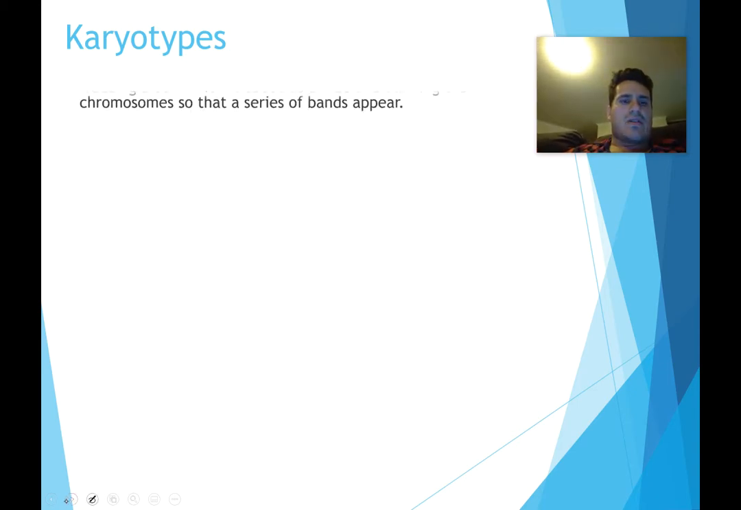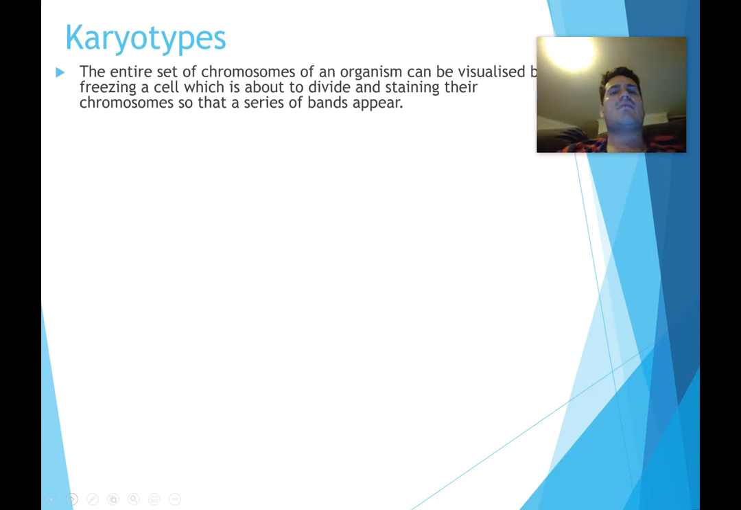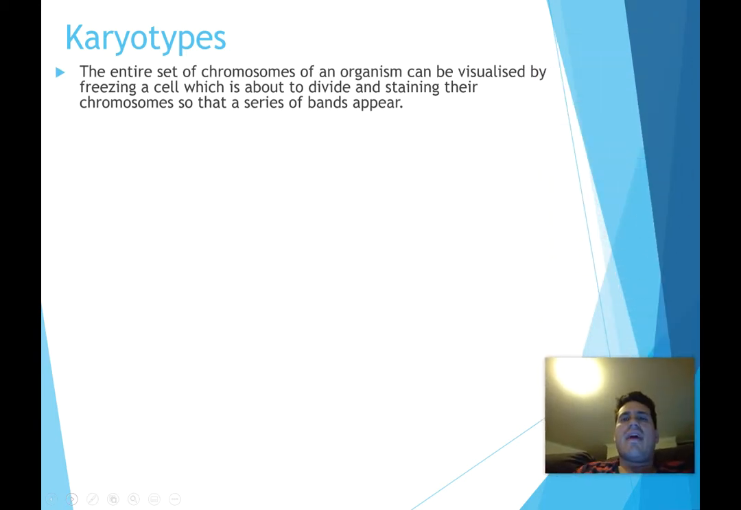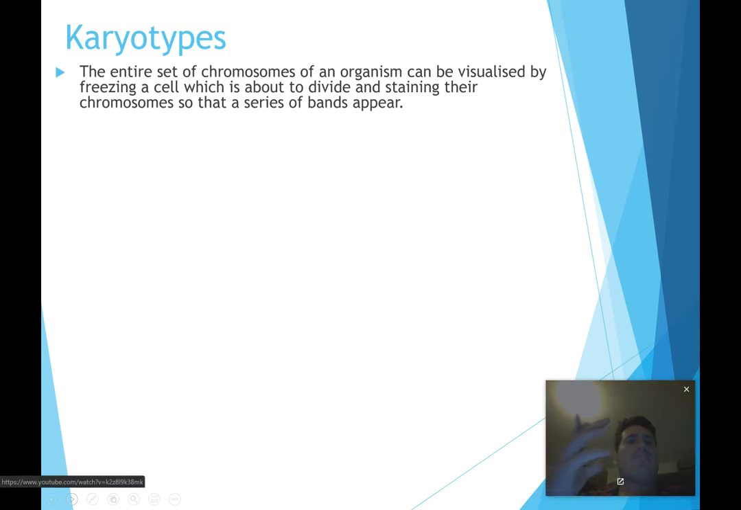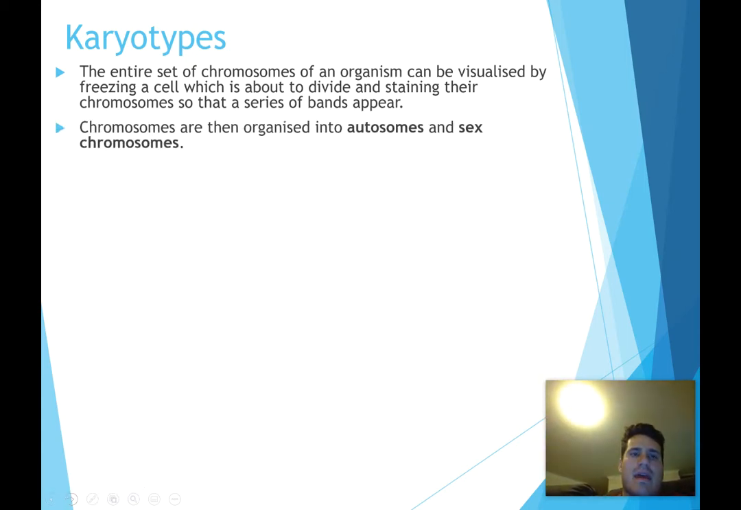All right, now let's talk about karyotypes. Karyotypes are very interesting because a karyotype is the entire set of chromosomes of an organism, and they can be visualized by freezing a cell which is just about to divide and staining their chromosomes so that we have a series of bands appearing, okay? And chromosomes are then organized into what we call the autosomes, which are your normal chromosomes, and your sex chromosomes, which are the chromosomes that determine whether you're male or female.